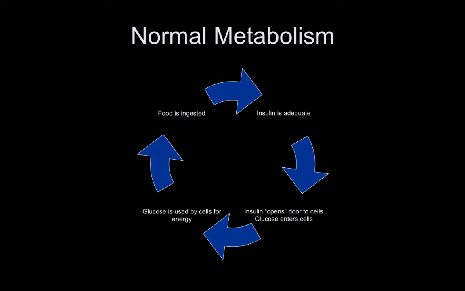So, that normal metabolism, right? That aerobic metabolism, you start over here kind of at 11 o'clock where food is ingested. You've got adequate insulin. Insulin's going to open that door, right? That facilitated diffusion of glucose, and then glucose is able to enter the cells. And then once the glucose is used by the cells for energy, we get ready for that next meal. And then, for some of us, it's just constant grazing all day long.